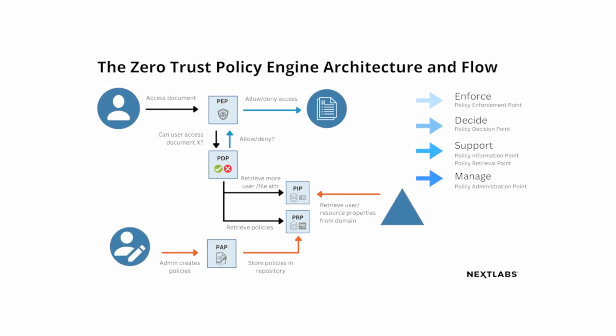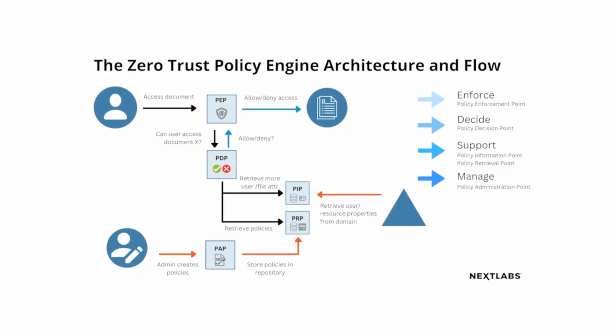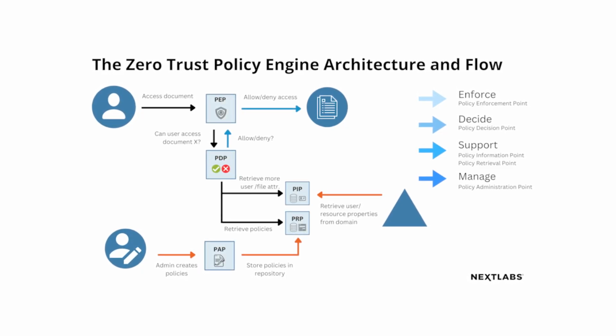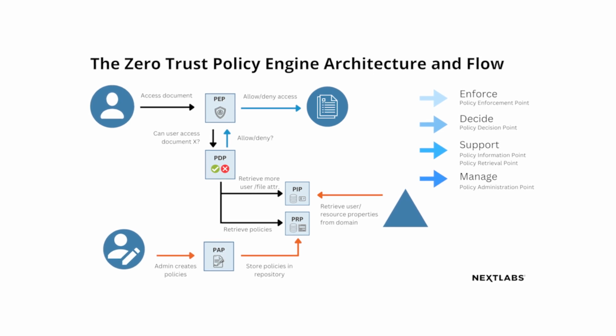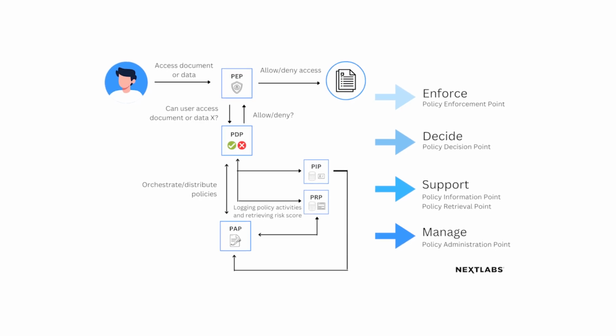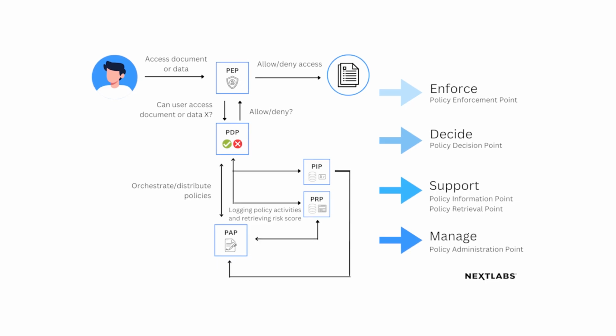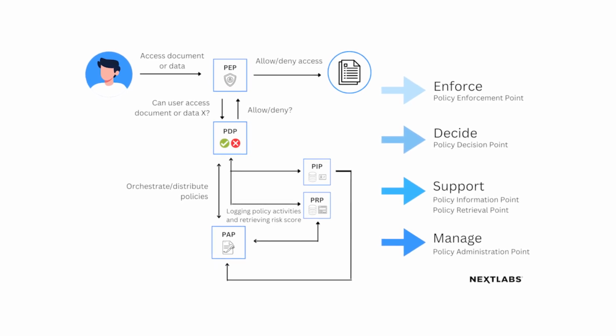The data plane is responsible for enforcing security policies and controlling data access within the network. It includes devices and users, which are the components requesting access to protected resources, and policy enforcement points, or PEPs, which enforce policy decisions and protect resources that represent assets secured by policy enforcement.